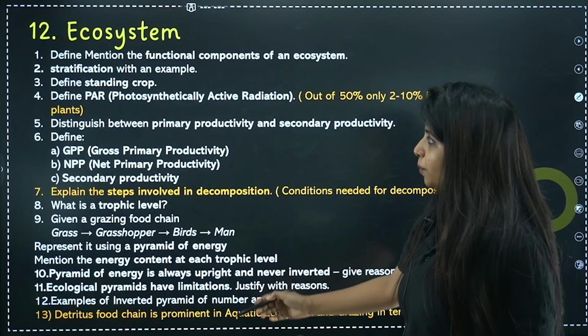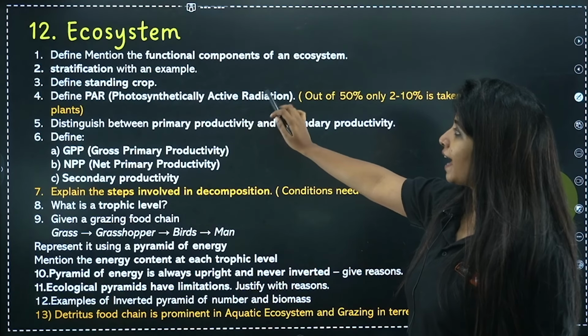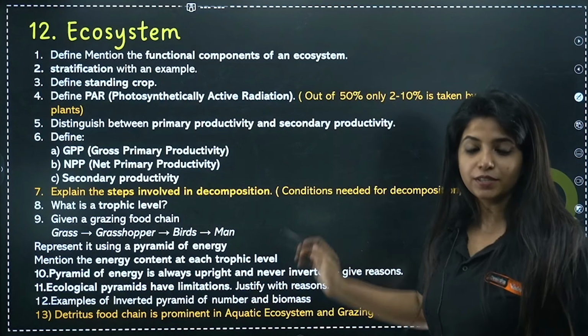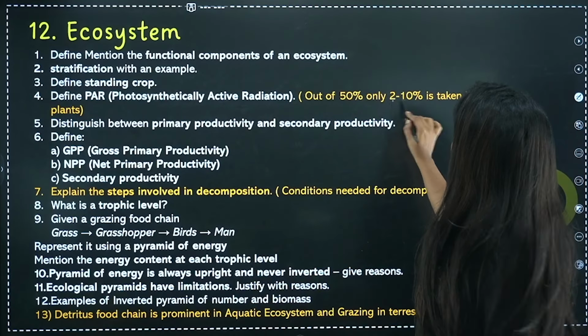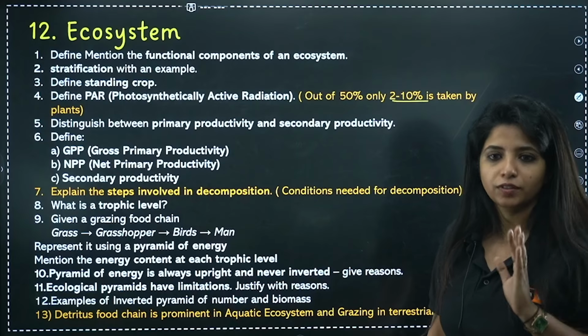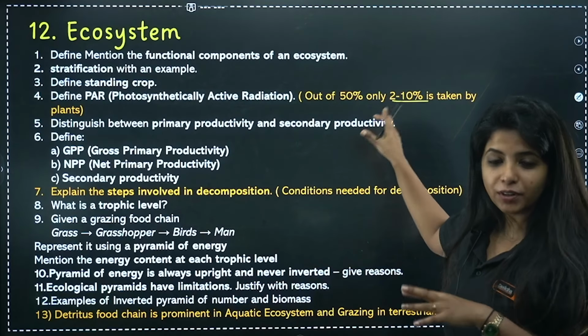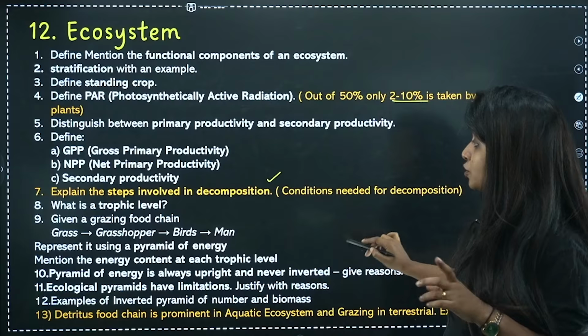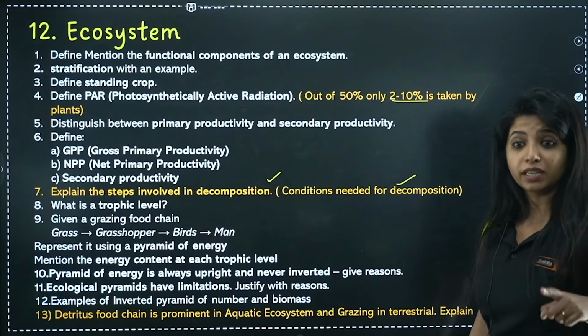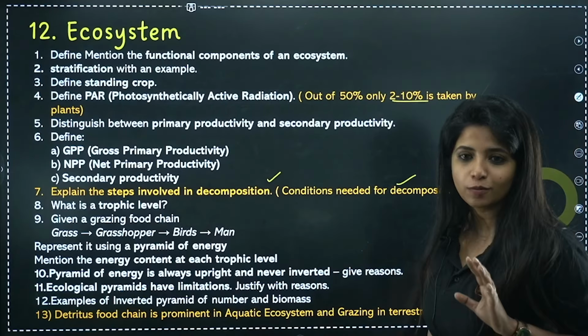Ecosystem, again, these are the topics. In photosynthetically active radiation, know that 50% of the sun's rays is photosynthetically active radiation, and out of that only 2 to 10% is taken by the plants for photosynthesis. That's why I have especially written it over here. Please know that as well. Okay. Now explain the steps involved in decomposition, also the conditions needed for decomposition. You might get an MCQ based on that.